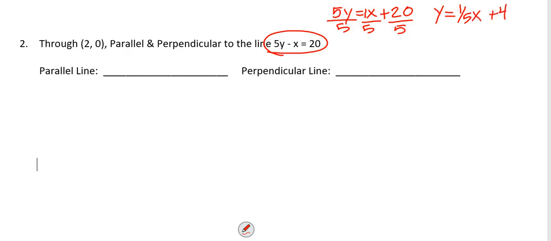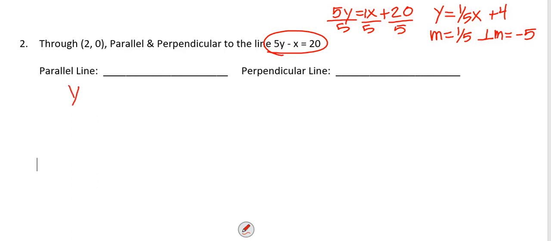So here again, we need to talk about what is our parallel slope and what is our perpendicular slope. Well, our parallel slope is the same, so m equals 1/5, and then our perpendicular slope is going to be the negative reciprocal of that. So that's just like what we did before. That's going to be -5. That's like the problem we did previously.